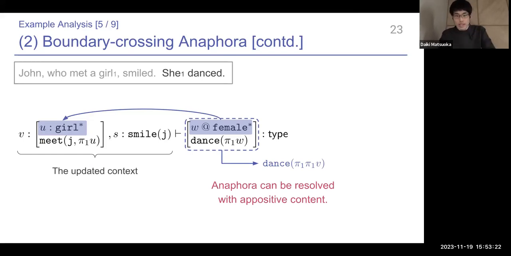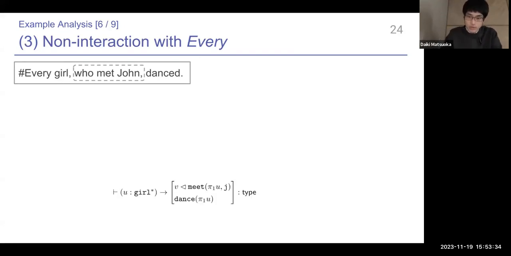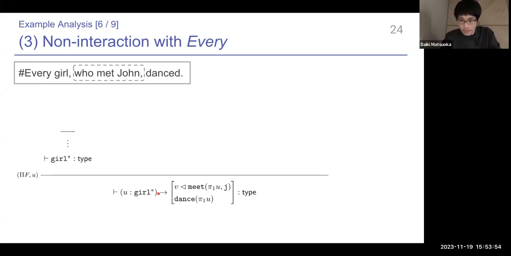All right, the final example is the most complex. So, the interaction with every. We'd like to show that "every girl who met John danced" is infelicitous. So let's start with the semantic representation. It's a bit small, but we use a pi type because it is universal quantification. So for all girl, it is a bit of an informal explanation, but she met John is the appositive content, and she danced is the at-issue content. And to check it, we first need to check that the restrictor girl is well formed as a type, which is trivial.